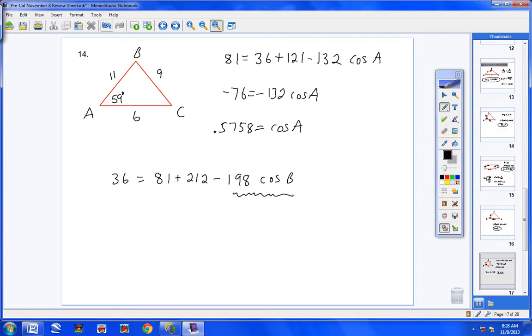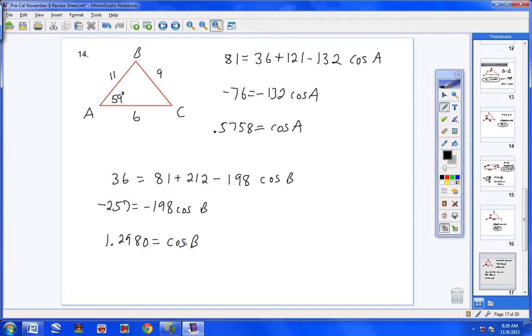Now this is all one term, so it must stay together. I can bring 81 over and make it negative, and bring 212 over and make it negative. And I'm doing that right now, and if we do that correctly, we will get negative 257. So negative 257 equals negative 198 cosine of B. Divide both sides by negative 198. And of course it'll be positive because the negative divided by negative is positive. I'm getting 1.2979, so 0.2980 equals cosine of B.